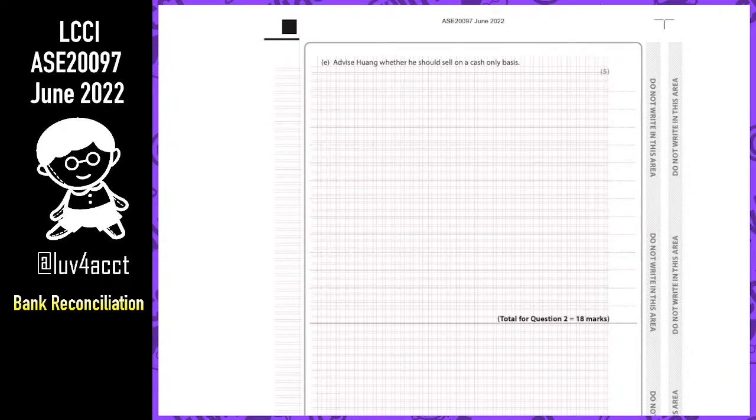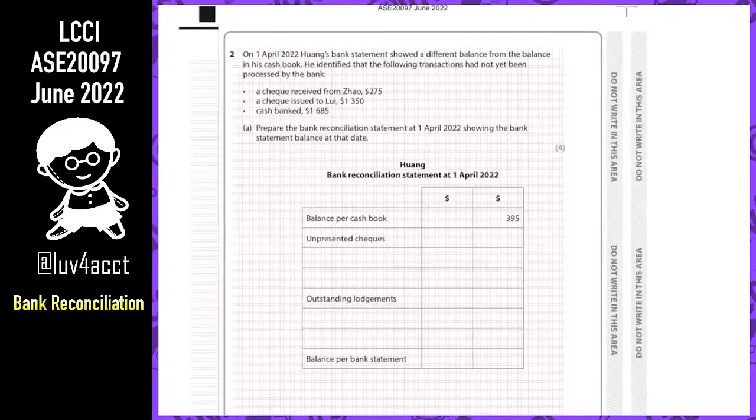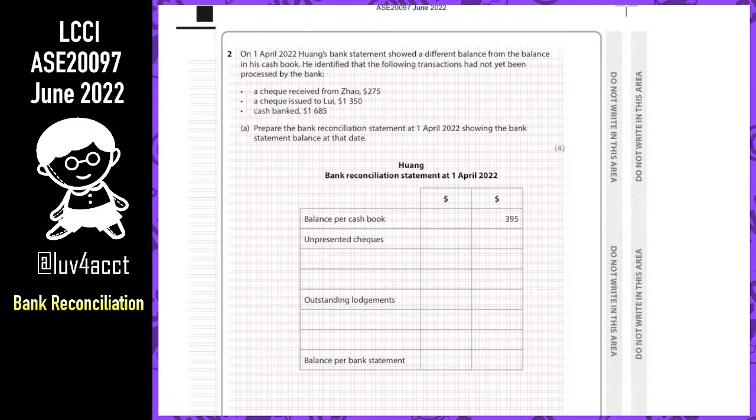Okay, so I hope you still remember bank reconciliation is level 1 material. It is no more difficult than level 1 things. So let's take a look. So on the 1st of April, dates are important. Every time we go through a date, we have to ask ourselves, what date is that? So 1st of April, the company's bank statement shows a different balance from the balance in its cash book, of course. He identified that the following transactions had not yet been processed by the bank.